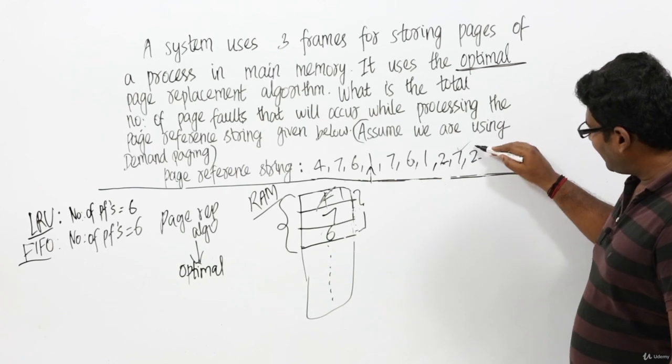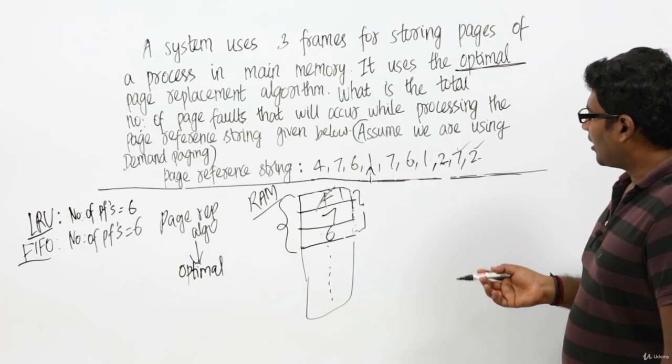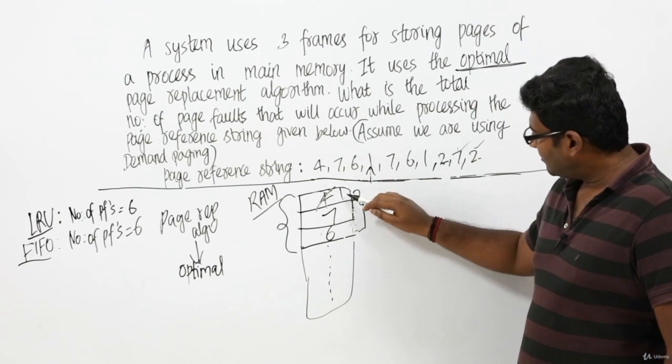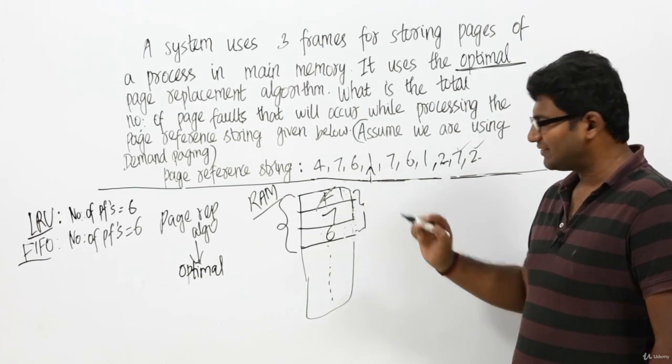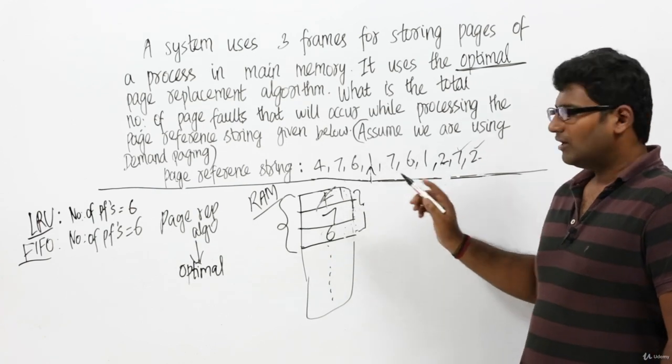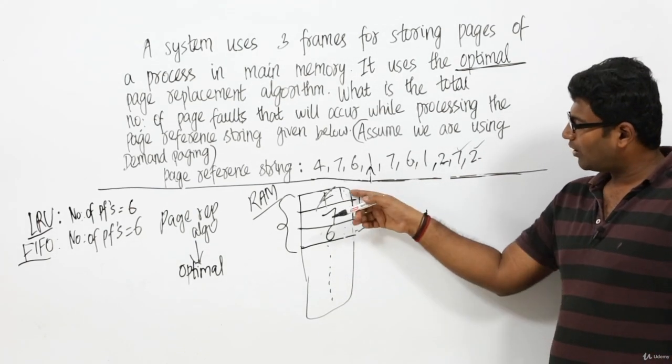Page number 7 and page number 2 are referred in the near future, right? So what I want to tell you is, page number 1 and 6 are not referred in the near future. Only page number 7 is referred, out of these 3 pages. So you should not touch page number 7. You can either replace page number 1 or page number 6.